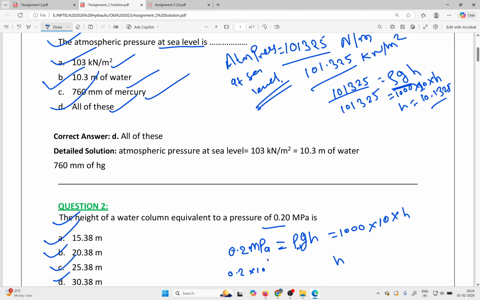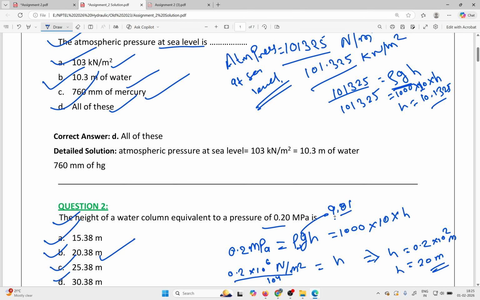0.2 into 10 raised to 6 Pascal, or you can say Newton per meter square. So H is equal to that divided by 10 raised to 4. So approximately H is equal to 20. The nearest one is 20.38. If you consider the g value as 9.81, you will get exactly this answer option.